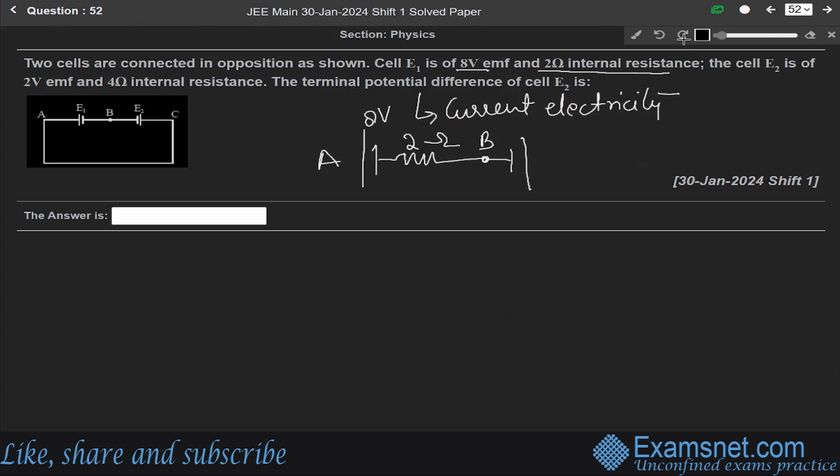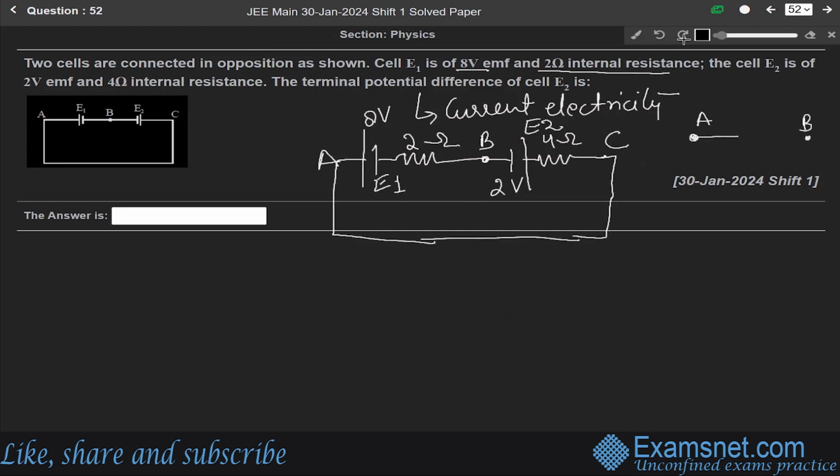2 volt EMF and 4 ohm internal resistance. This is point C. 2 volt and 4 ohm. And we have to find the terminal potential difference of the cell E2. Let us say this is cell E2, this is cell E1. Terminal potential difference means let us say this is point A and this is point B. We have to find the potential difference between these 2 points. This is called the terminal potential difference.